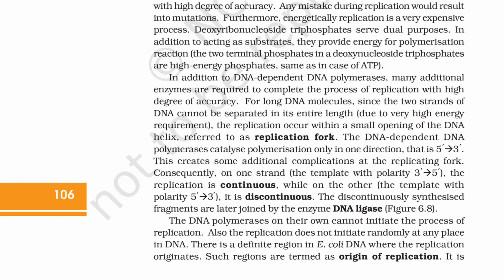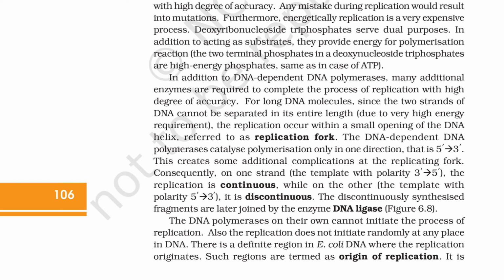Furthermore, energetically replication is a very expensive process. Deoxyribonucleoside triphosphates serve dual purposes. In addition to acting as substrates, they provide energy for polymerization reaction. The two terminal phosphates in a deoxynucleoside triphosphate are high-energy phosphates, same as in case of ATP. In addition to DNA-dependent DNA polymerases, many additional enzymes are required to complete the process of replication with high degree of accuracy.